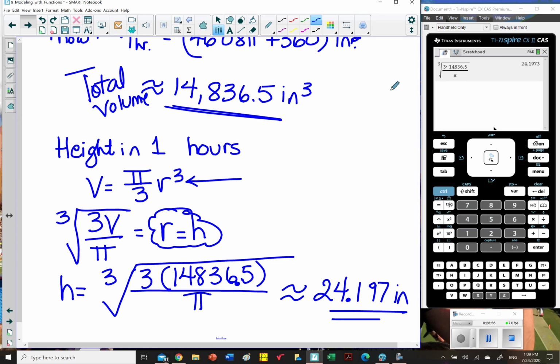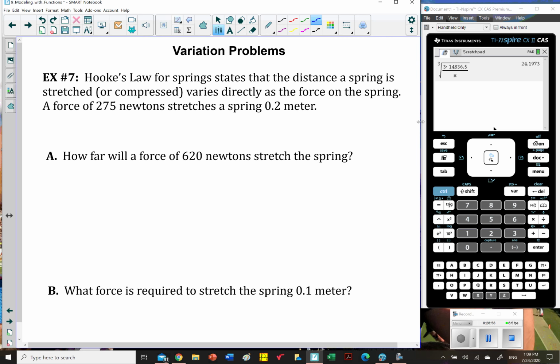Let's look at the next one here. We got a science question. Hooke's law for springs tells us that the distance a spring is stretched varies directly as the force on the spring. So, you know, varies directly is y equals k times x. And I'm going to use d for distance, and I'm going to use k for my variable, for my factor, and f for force. So I could say d equals some multiplier times the force.